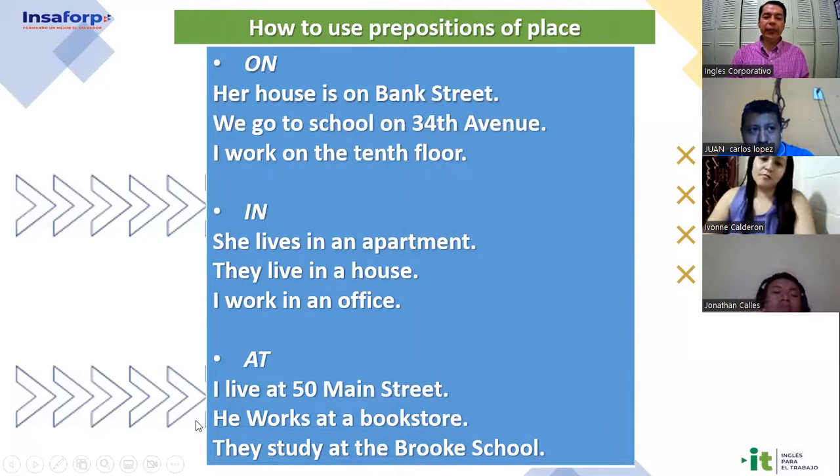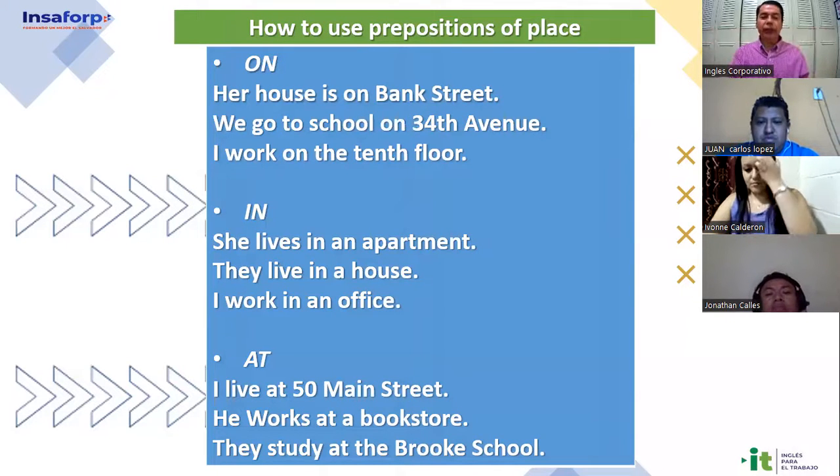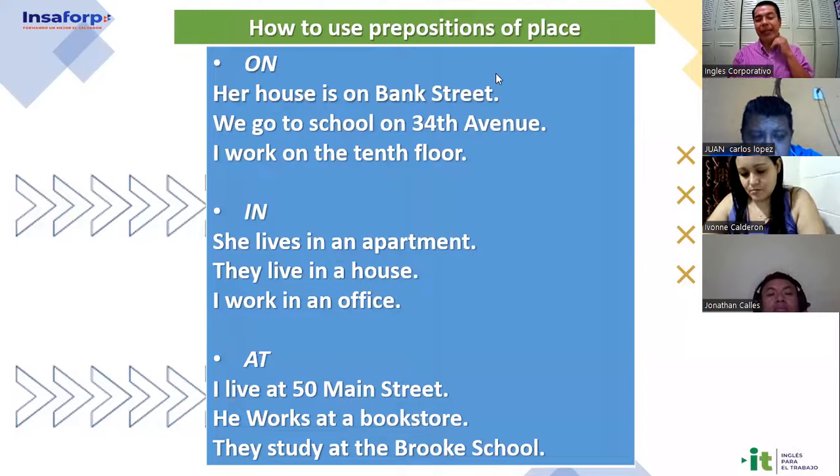I was telling you that we use in, on, and at when we refer to places, right? Generally, when we refer to surface, we just use the preposition on, right? On Bank Street. Remember that when we talk about streets and avenues, we're talking about surface, right? Superficie. 34th Avenue, right? The 10th floor. Also, last time I was telling you that the table, for example, I will copy here some examples. Look, some examples.